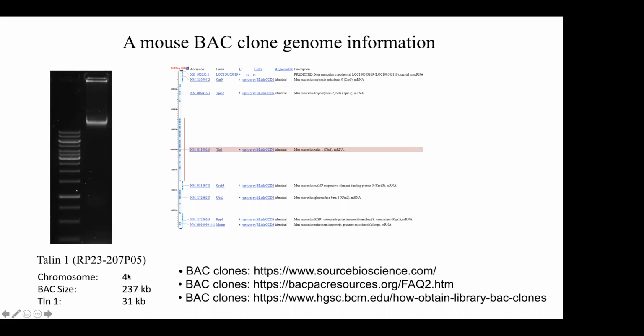Here is one example of a bacterial artificial chromosome. RP23 is the library name. Then 207 is the plate name. Then you can see P05, which is the position of the clone in the plate. So you can get this clone, analyze it, and submit it. This information was used in the beginning for data preparation and library preparation.